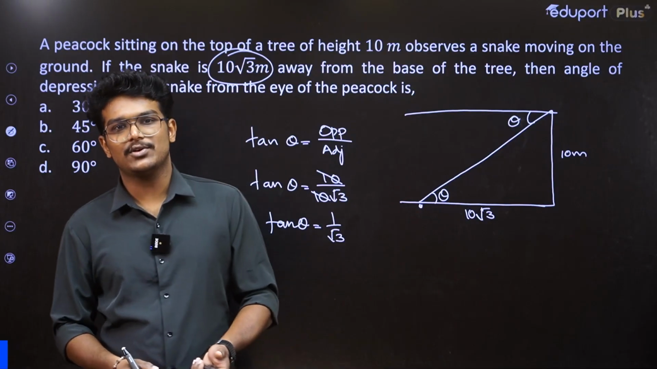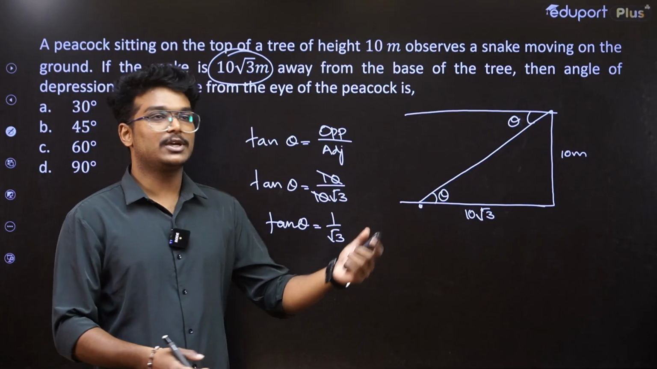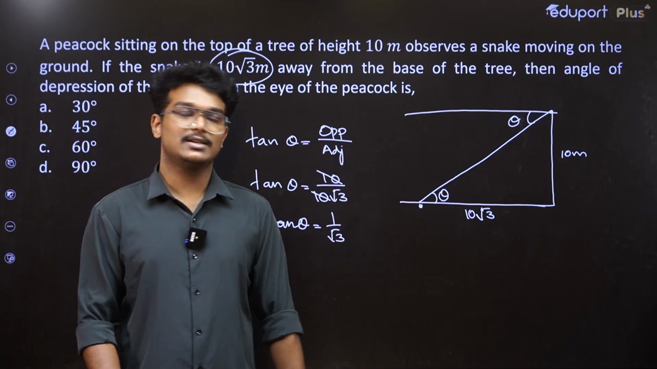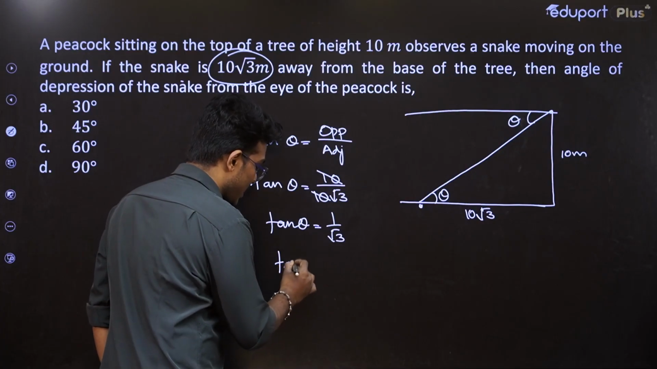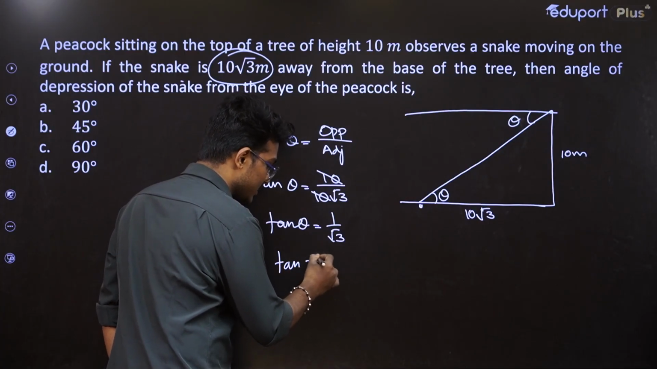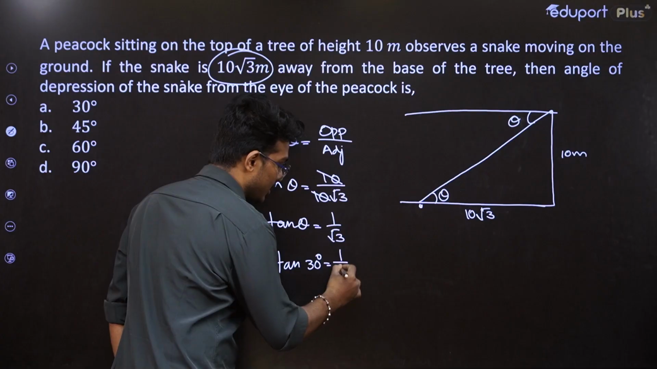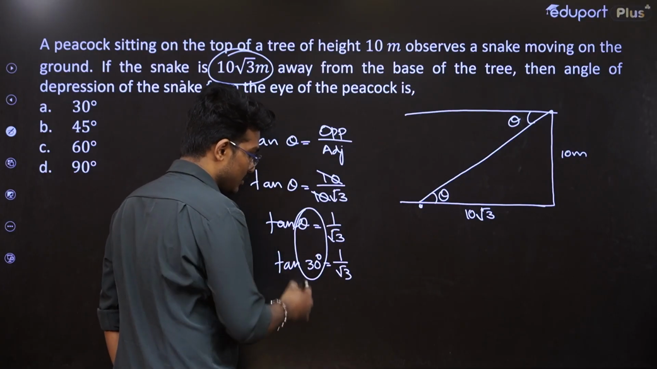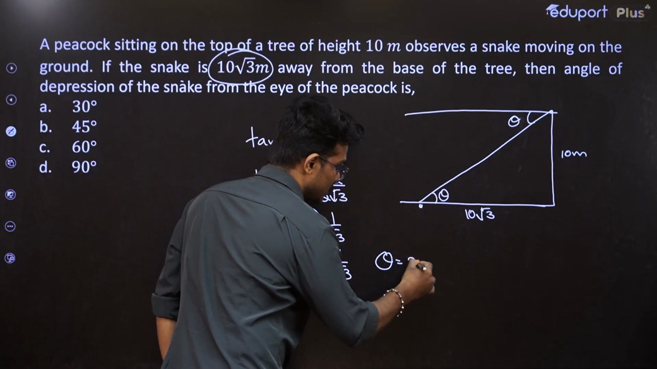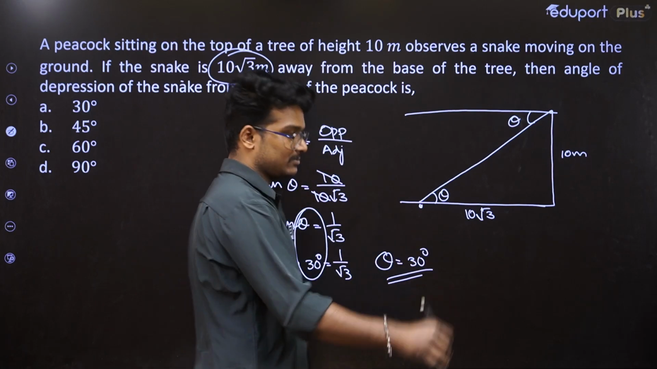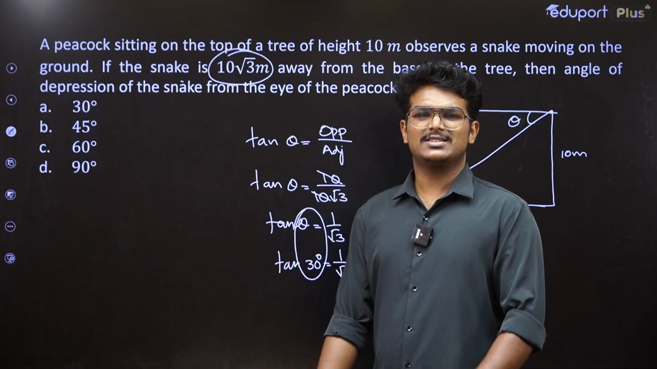So for which value of tan the value became 1 by root 3? We already know that tan 30 degree is equal to 1 by root 3. So theta is equal to 30 degree. We got the answer. Okay, it is simple, right?